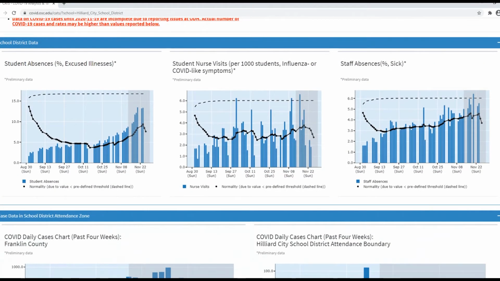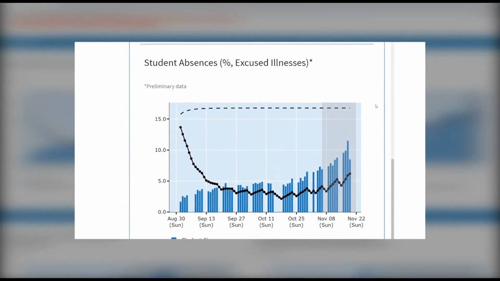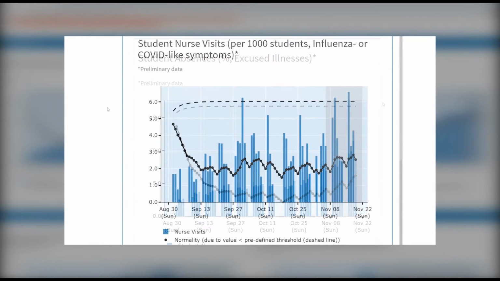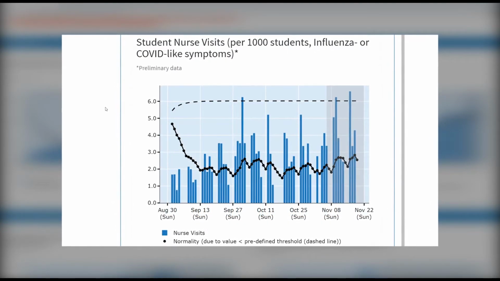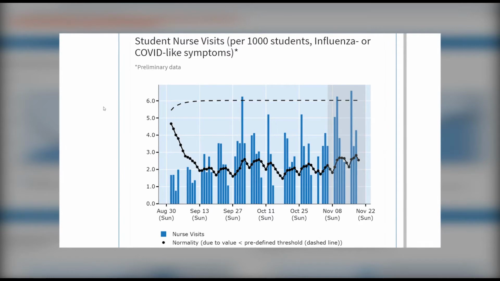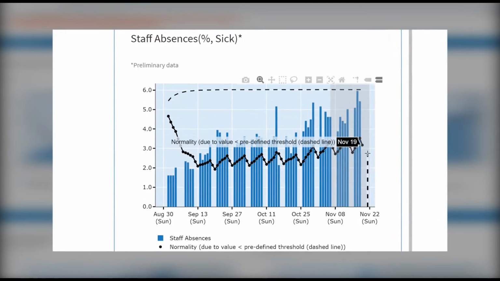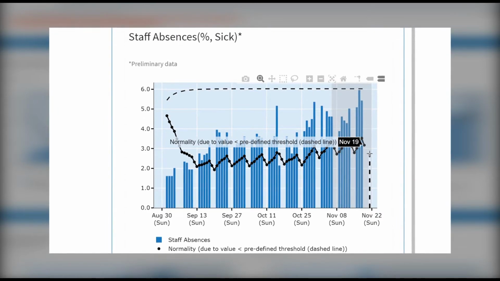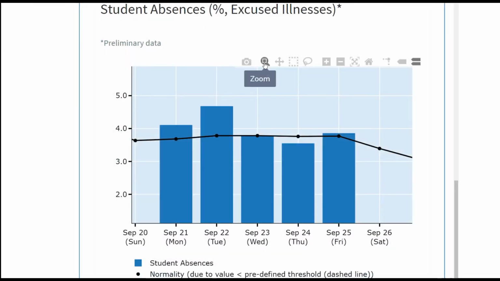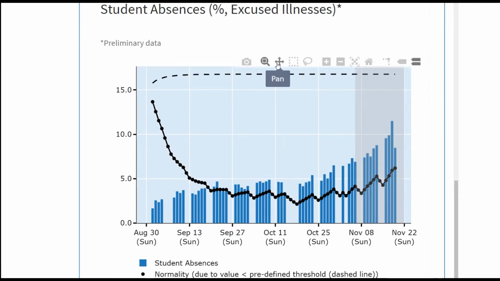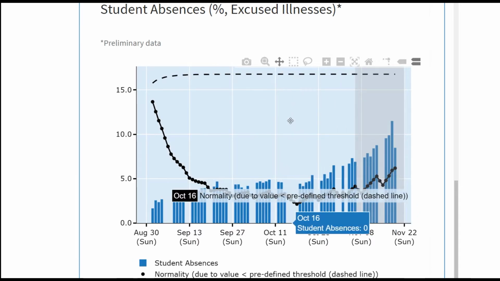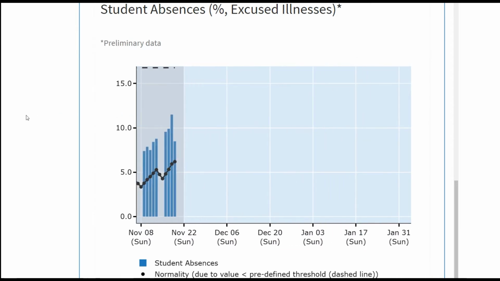The first section is a summary of your district indicators for absences and nurse visits, including student absences due to illness, presented as a %, student nurse or health visits for influenza-like or COVID-like illness symptoms, presented as visits per 1,000 students as a rate, and staff absences due to illness presented as a %. Each of the small icons at the top of the figures performs a specific function. Feel free to explore them to copy the plot, zoom in, or zoom out.